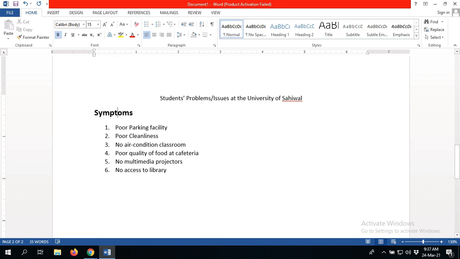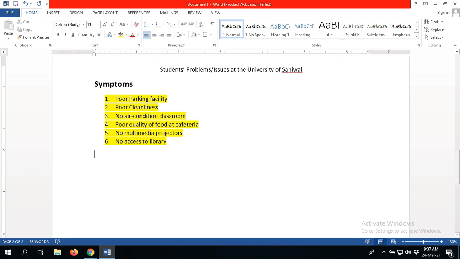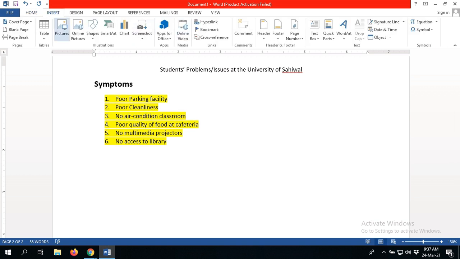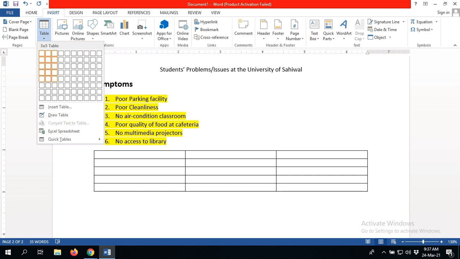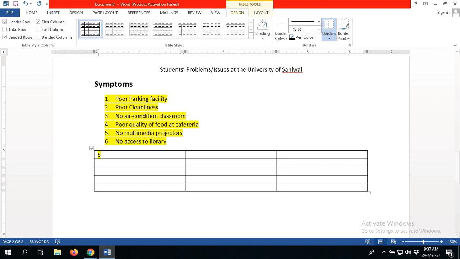Now, these are some symptoms that are highlighted. The next step is to convert these symptoms into MDPs. So let's create a table so that we could understand it. I'm going to create a table. Here I'm writing symptoms, then MDPs, management decision problems, and then MRQs.